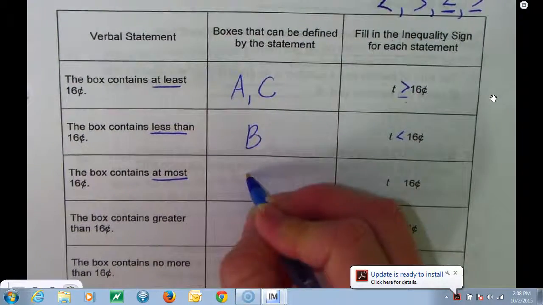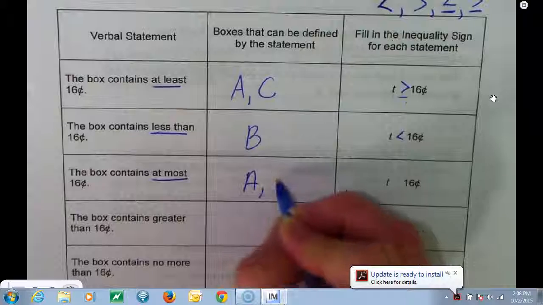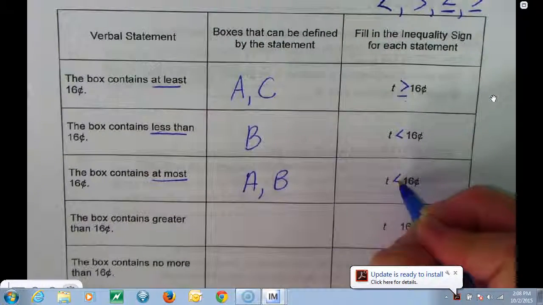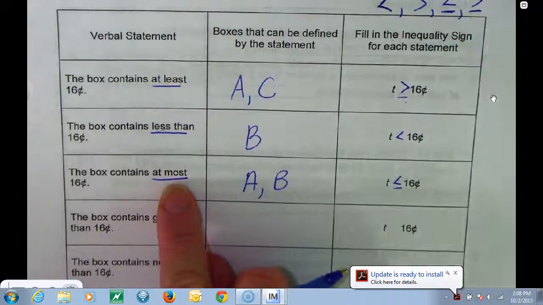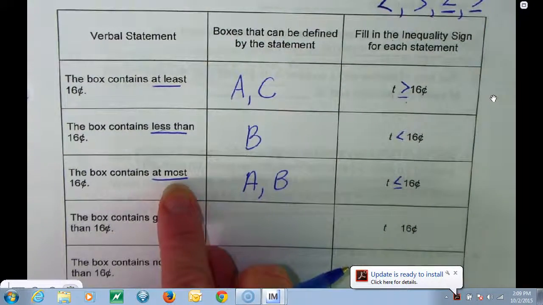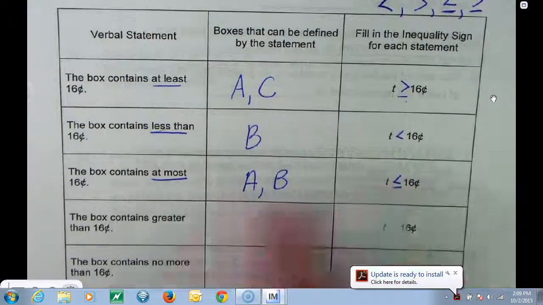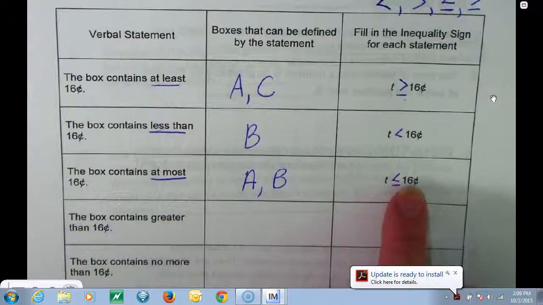So what are you going to pick? So what am I going to put here? Less than or equal to. And a lot of people get confused because they see the word most, they think greatest, and they go in there and put the greater than symbol. But that just means I have at most 16 cents.